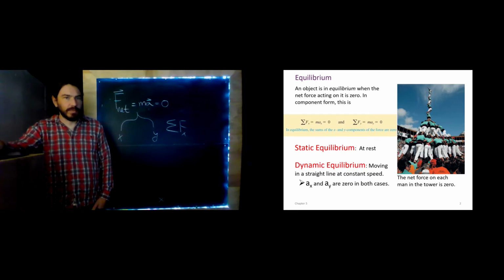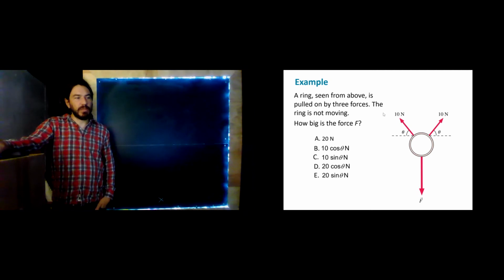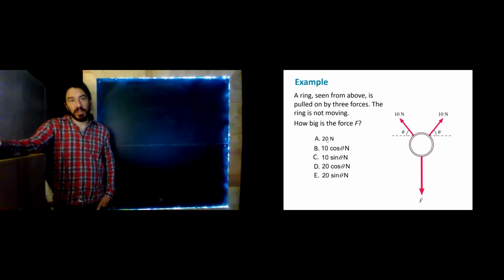Let's do a really quick example. So here's this ring. We're viewing it from above. It's pulled on by 3 forces. The ring is not moving, so its acceleration is 0. How big is this force F? Now, I didn't give you a number for theta, right? So your answer will end up having a theta in it, unless you think it's 20. Why don't you pause the video, see if you can figure it out. I'll see you on the other side.